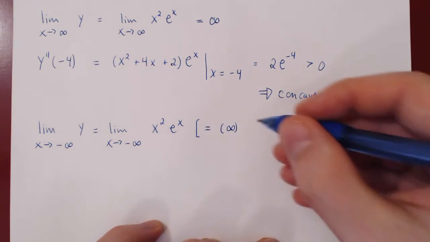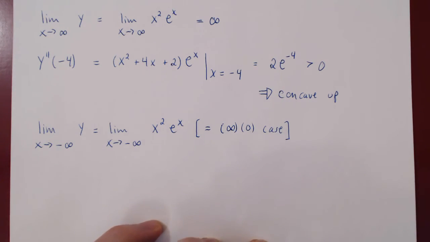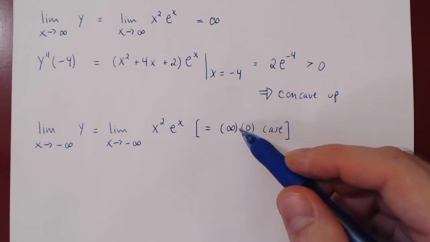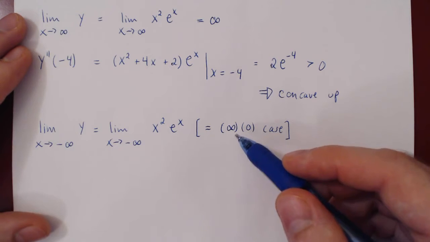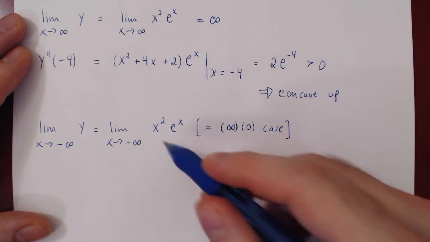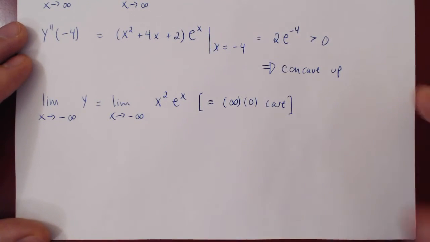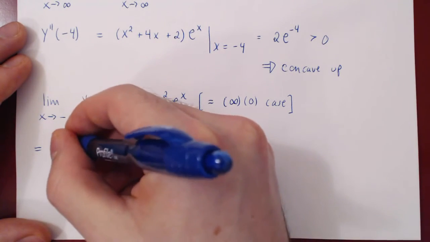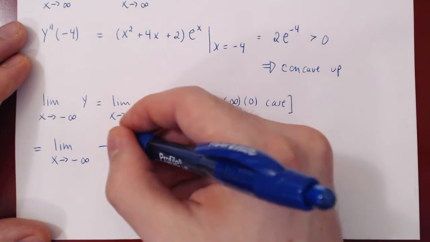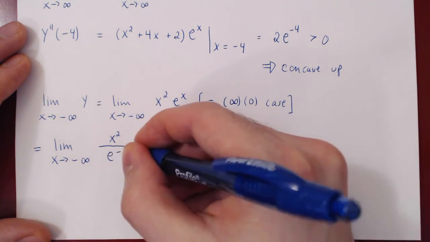So this will approach 0, and we have an infinity times 0 case, which is a non-trivial case, because we have something really, really big times something really small. Which term will take over? Well, if you remember, we can turn this into either a 0 over 0 or infinity over infinity case if we send one of these terms down, and we'll send the e to the x down. This will become the limit as x goes to negative infinity of x squared stays on the numerator. If we send e to the x down, it will become e to the negative x.